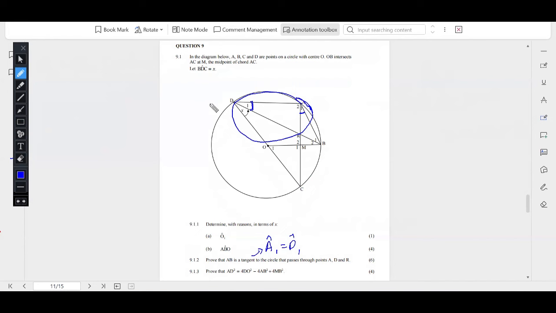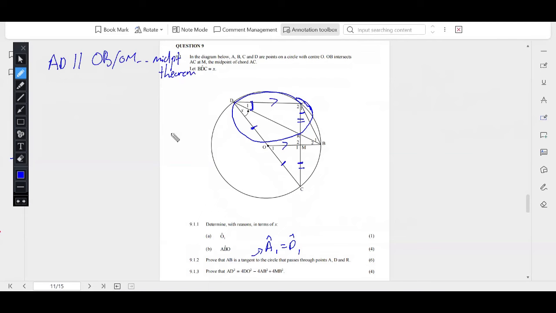We can start by saying, let's make AD parallel to OB, or we can say parallel to OM, so OB or OM, right? Now, this is based on our midpoint theorem. Remember, DO is equal to OC because they are radii, but then MC is equal to AM because we've been told that M is the midpoint, right? So we know from our midpoint theorem, if these two sides here are equal, then it follows that these two lines here must be parallel, right?